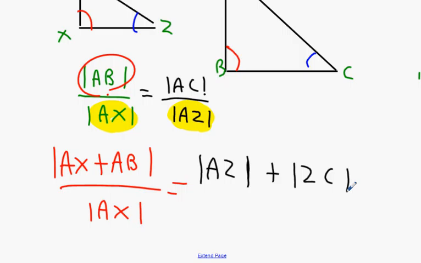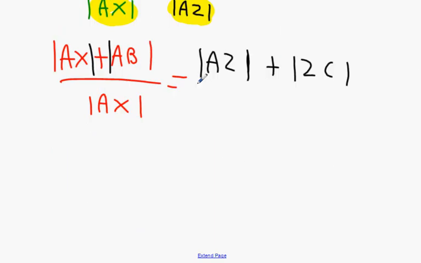Sorry, I drew those two brackets slightly differently. I meant to have lines on both sides. Just say it's the length, okay? Now, and then that's once again all over AZ.